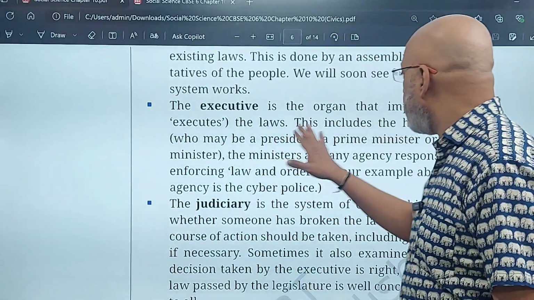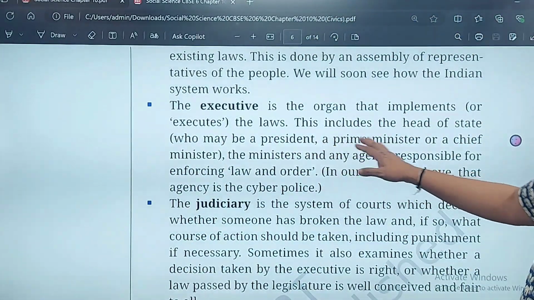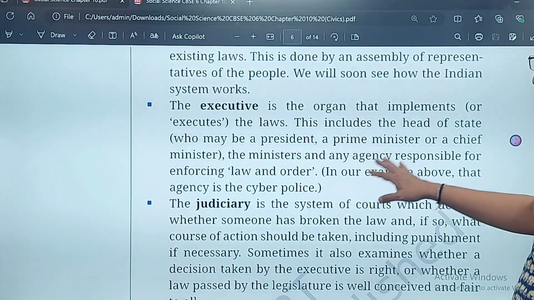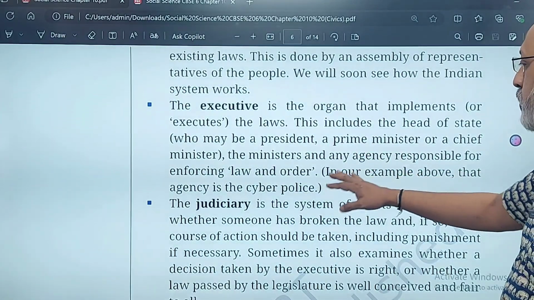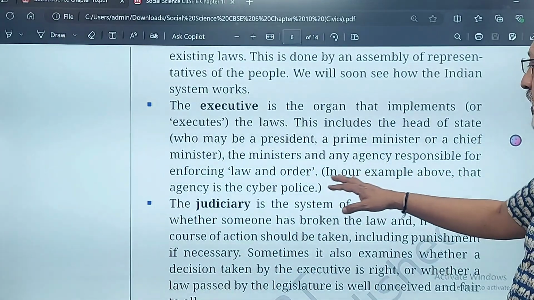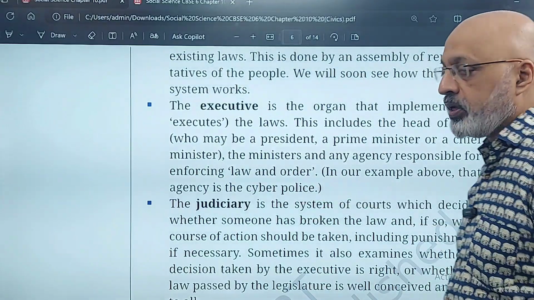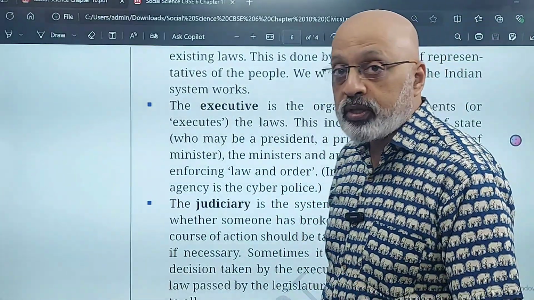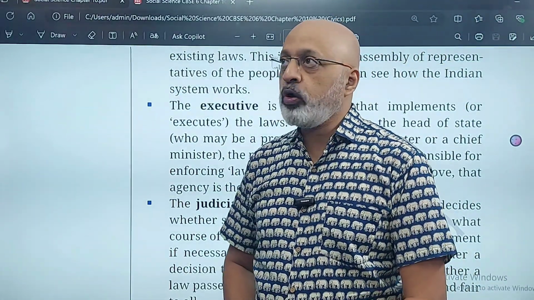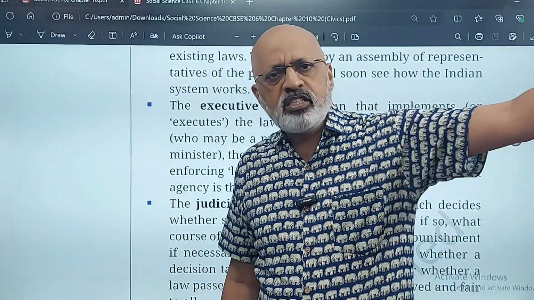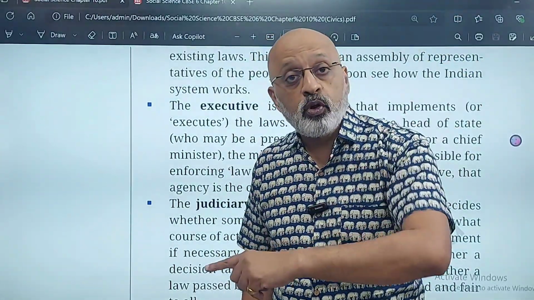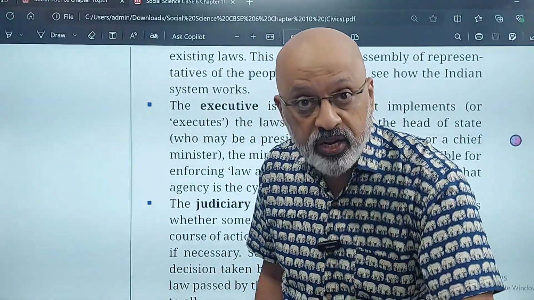Okay, this includes the head of state, who may be a president, prime minister or chief minister, the ministers or any agency responsible for enforcing law and order. In our example above, that agency is the cyber police. So if a cyber crime happens, or for instance some corruption case happens, people say, arrey, give the case to the CBI. CBI is the Central Bureau of Investigation, which will come and investigate, right?